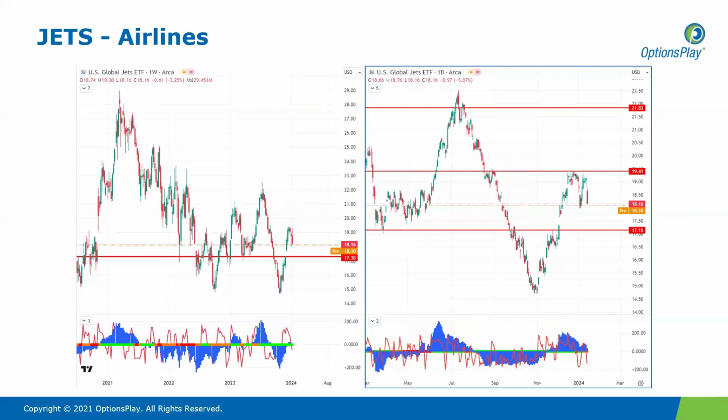Okay, and one of our longer term ideas, the Jets Airline ETF. We've seen here price has been quite bullish, especially after forming that double bottom, which is when we were initially interested in this ETF. Since then, running into resistance at 1950, respecting that level. Friday's price action quite bearish, as you can see, a big gap lower.